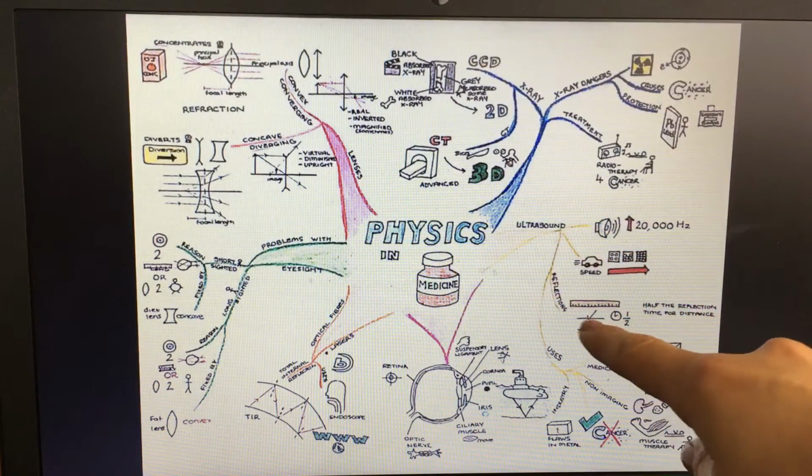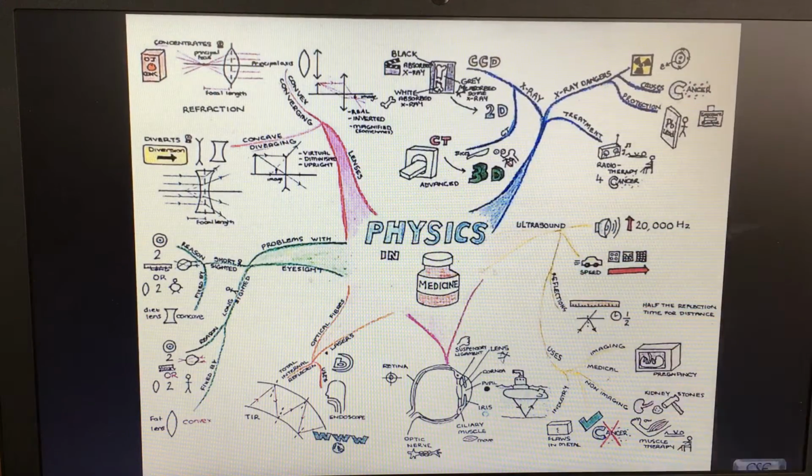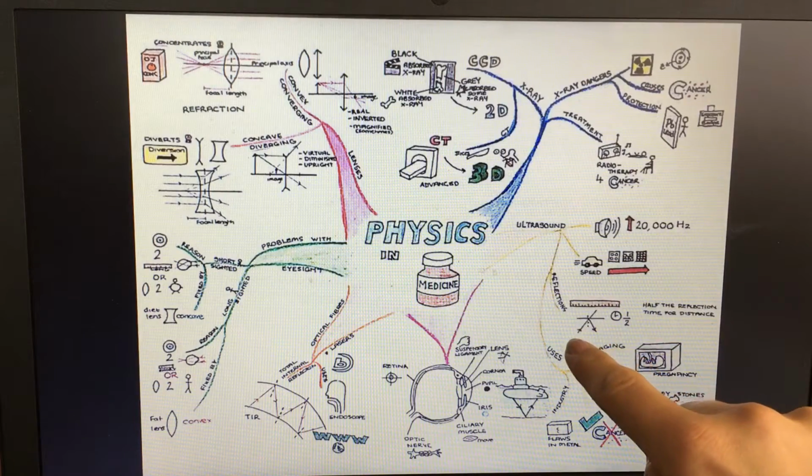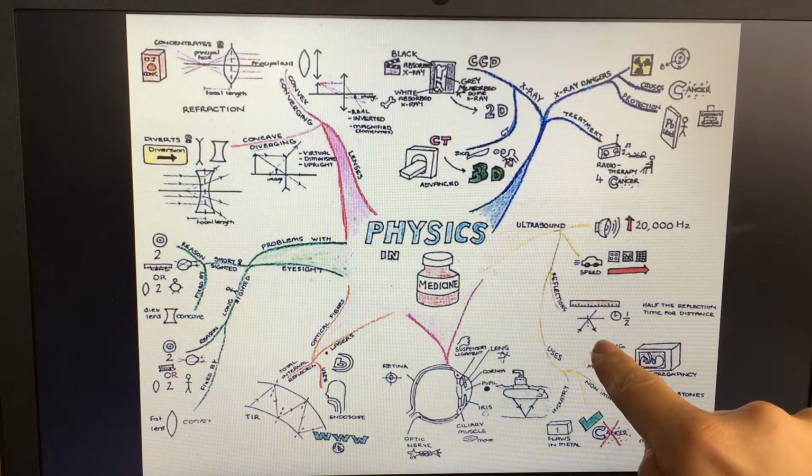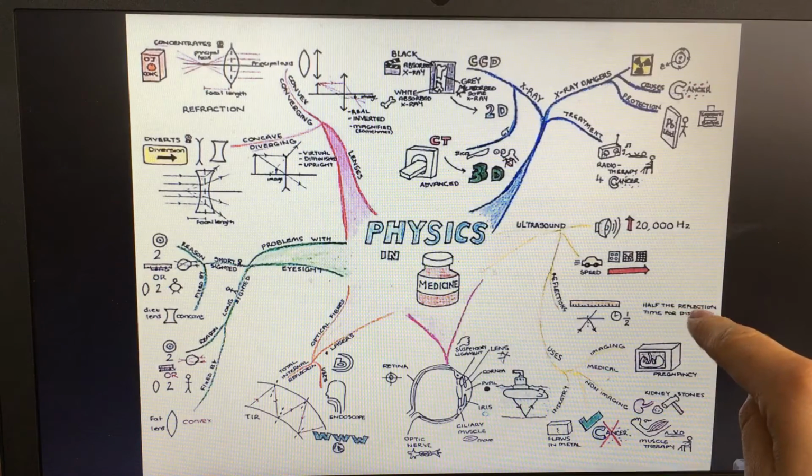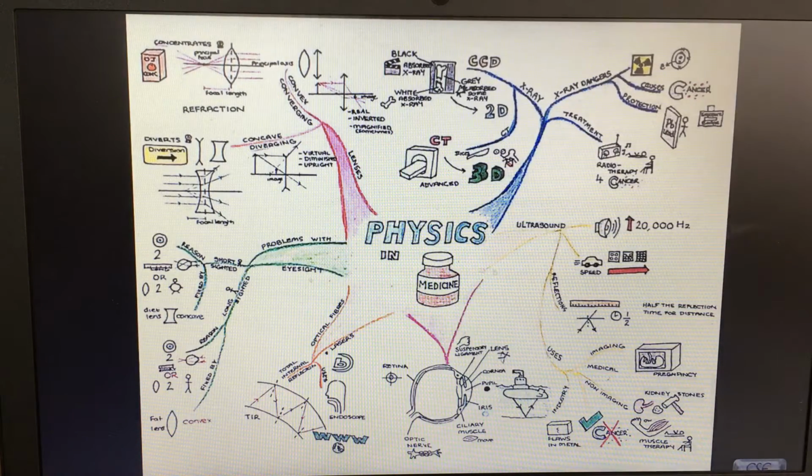Now when you're calculating with ultrasound, distance equals speed times time, but the time that you get will be the time it takes for the reflection to come back to the detector, so you need to make sure you halve the time for the distance, otherwise you'll work it out wrong.